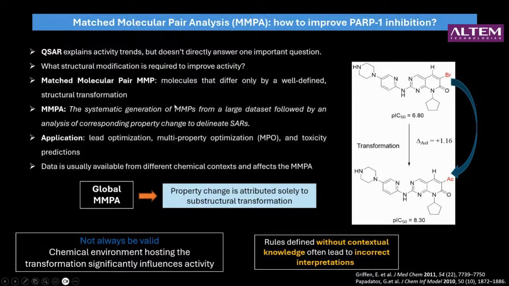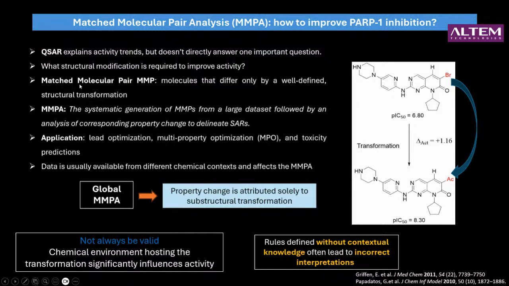But additionally, we are also interested in another very key medicinal chemistry method known as matched molecular pair analysis. It will address the question of how to improve PARP1 inhibition, because the typical QSAR methods do explain the activity trends, but they do not directly answer one important question: what structural modifications a medicinal chemist should make to further improve the activity.